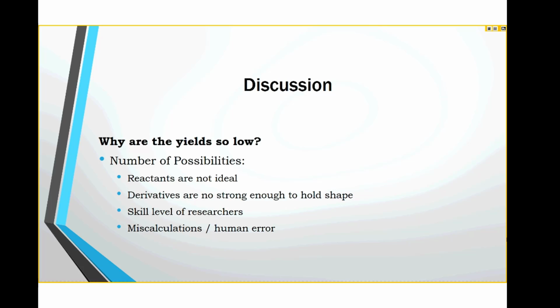And then the skill level of the researchers. We were more amateurs when we started off, so that kind of was an issue. But as we progressed and continued throughout the experiment, we were able to get better, our lab techniques improved, and we were able to get higher percent yield as we went further. And then, of course, in the calculations, human error is always a possibility, just miswriting a unit or something in the conversion of the numbers.